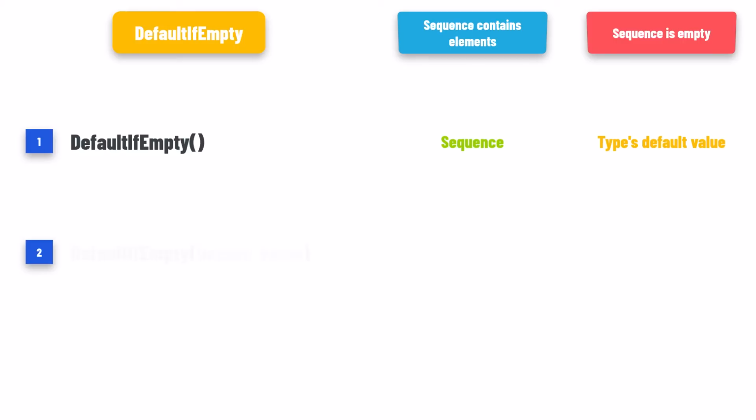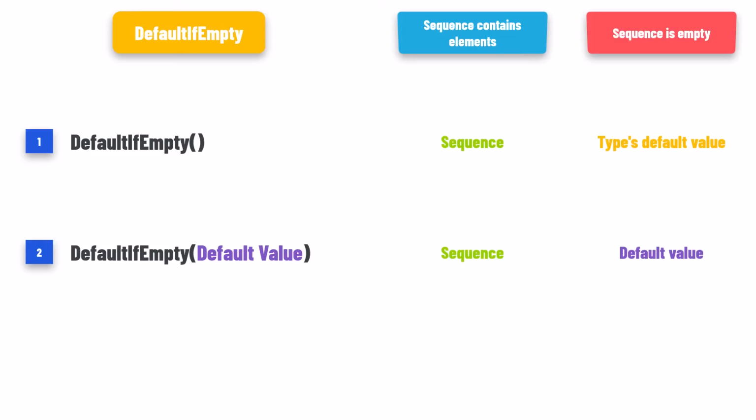The second one is used with a default value inside the braces. It returns the elements of the specified sequence, if the sequence contains elements, or the specified value in a singleton collection if the sequence is empty. So, here we either get the same sequence as result, or the default value we entered inside the braces if the sequence is empty. Let's check some examples to understand where and how to use this method.